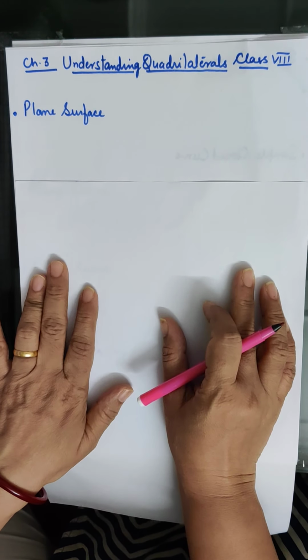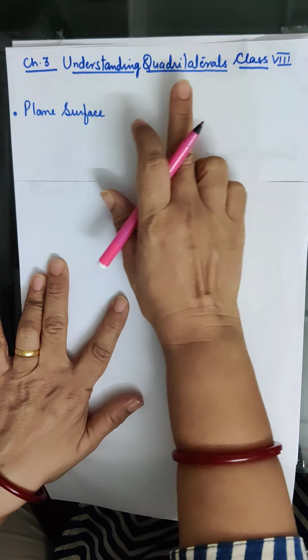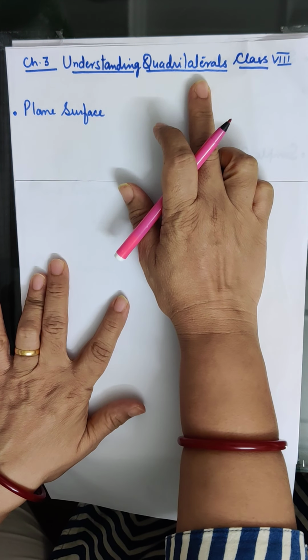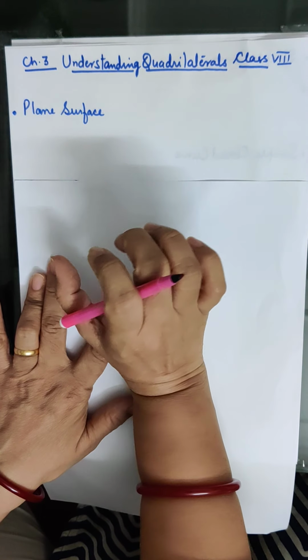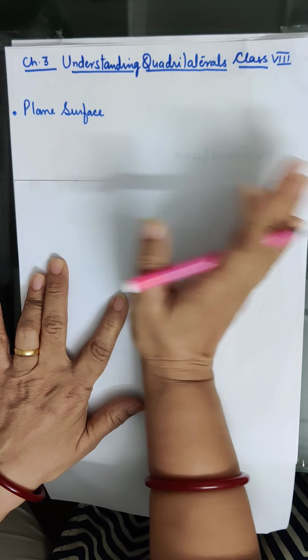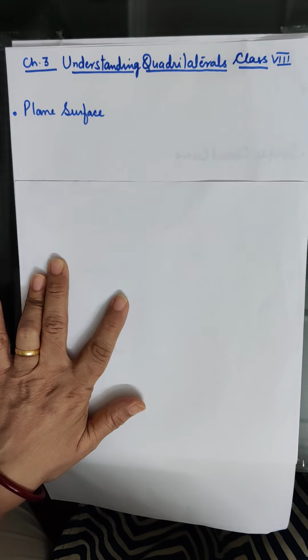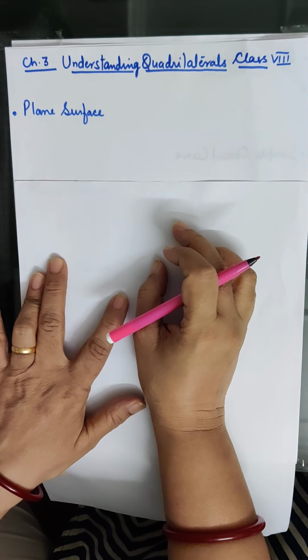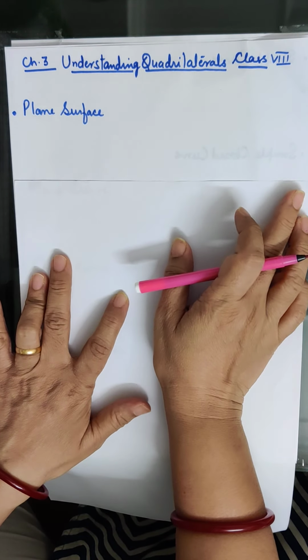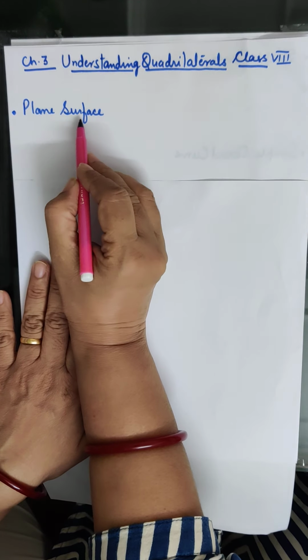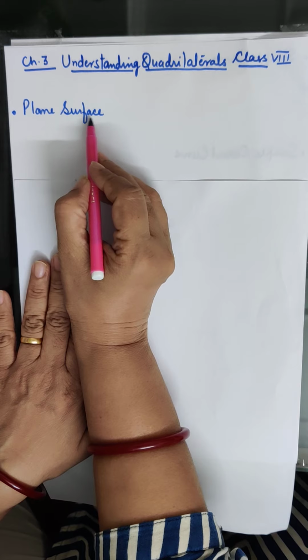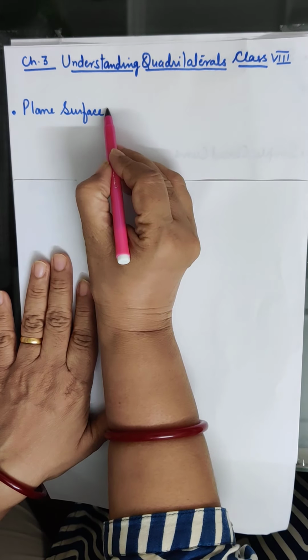Yes, beta, today we shall start with the topic understanding quadrilaterals. Before we start the topic, we must know certain terms which are used in this chapter. So first let us know those terms, define them and understand the concept of understanding quadrilaterals. First in the list is the plane surface. So what do you mean by the plane surface?